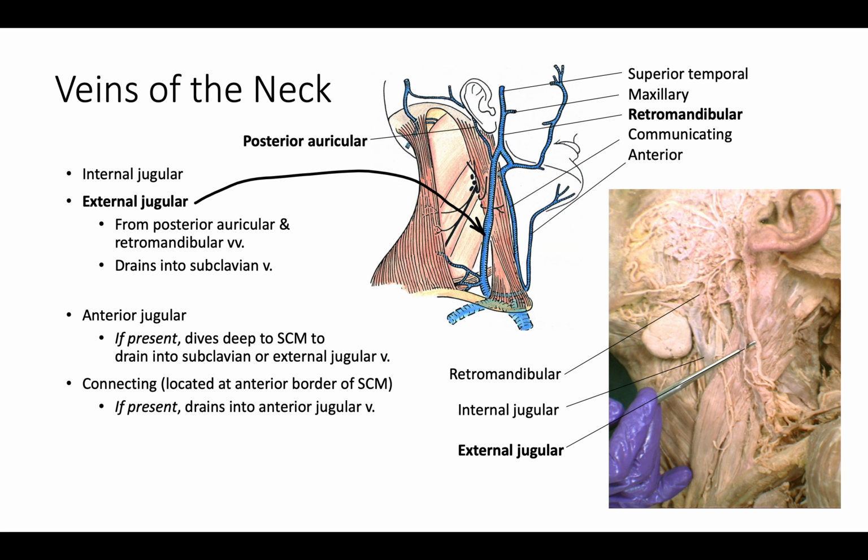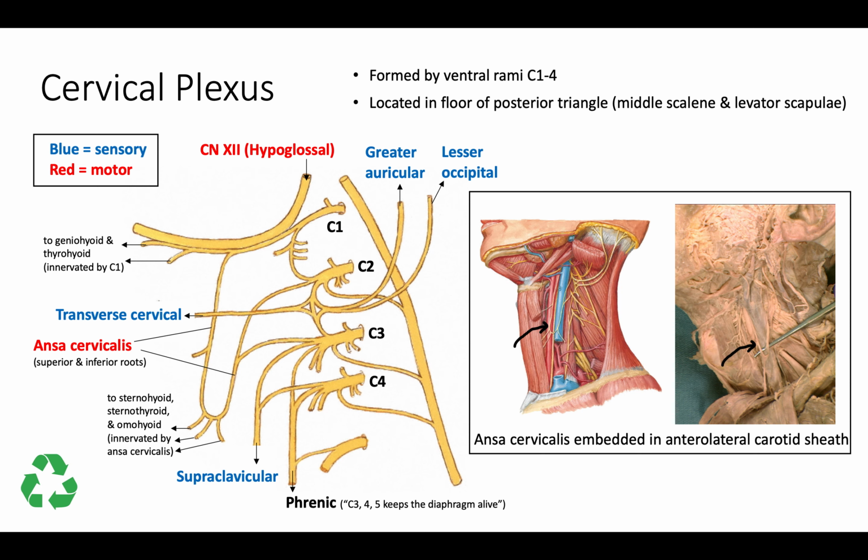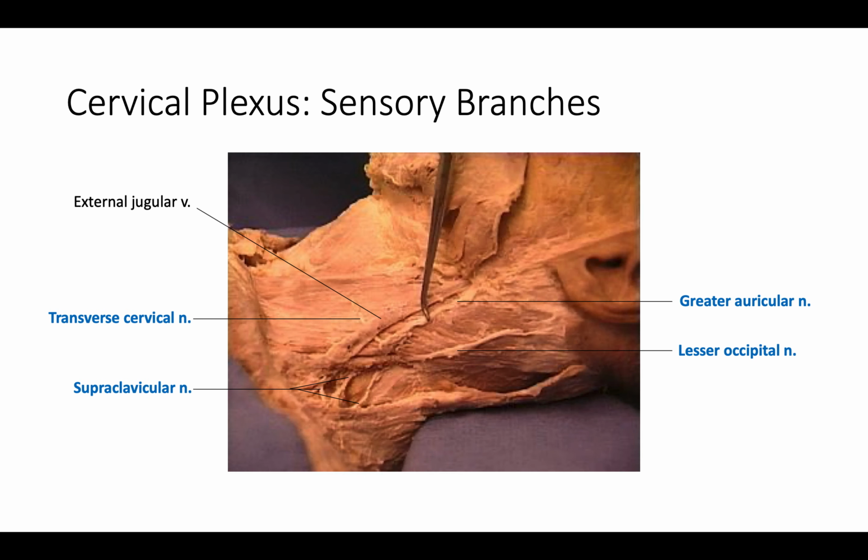Okay, so veins of the neck. We already said the internal jugular is going with our cranial nerve 10 as well as our common carotid in that carotid sheath. And then we have our external jugular from the posterior auricular and retromandibular veins, draining into that subclavian vein. You can also have anterior and connecting, but they're not all present in all of our donors. So here's just looking at that cervical plexus again, just for completeness' sake. And here's looking at it on a donor.